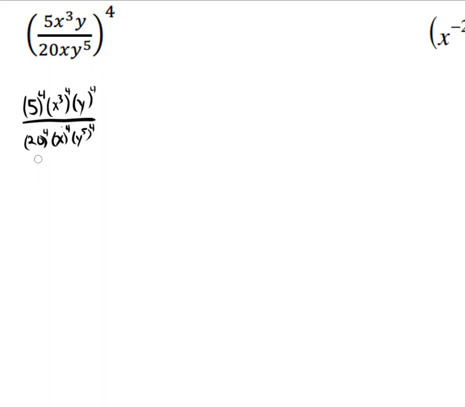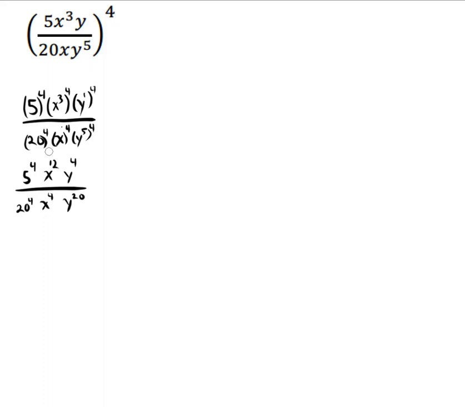So I basically end up with 5 to the 4th, right? I end up with x, 3 times 4 is 12, x to the 12th. I end up with y to the 4th, all over 20 to the 4th power, times x to the 4th power, times y to the 20th, because 5 times 4 is 20. So once again, 3 times 4 gave me the 12 here. 4 times the understood 1 gave me 4.